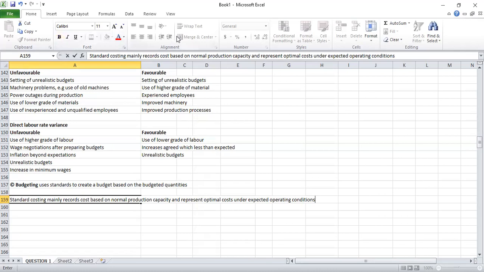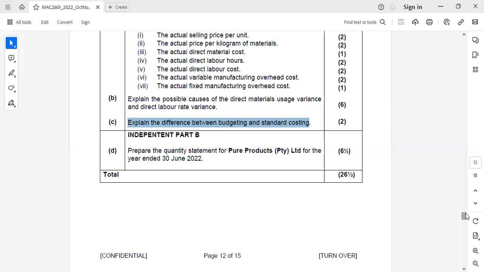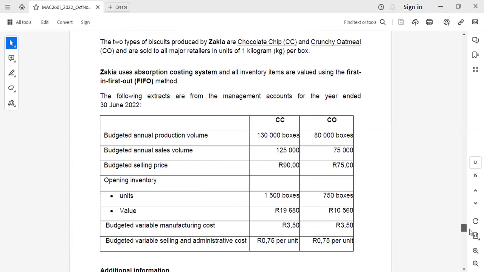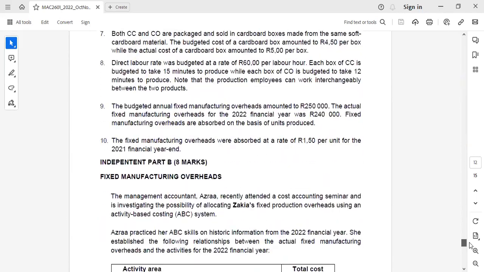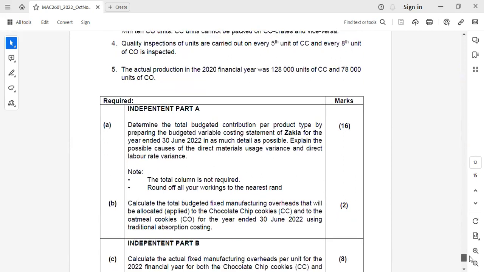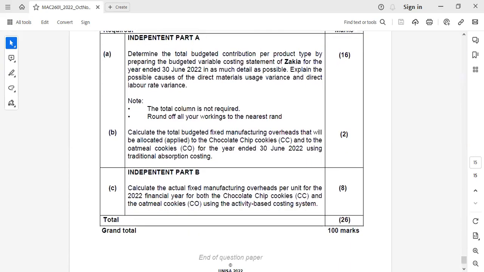Right. Ladies and gentlemen, because of time, I think you can finish off the other things. I think the quantity statement, we've done it. Then the last question was on variable costing, and I think it's a very important topic, variable costing and direct costing. We've done a lot of questions. You can even refer to our recordings to see how you can do that.